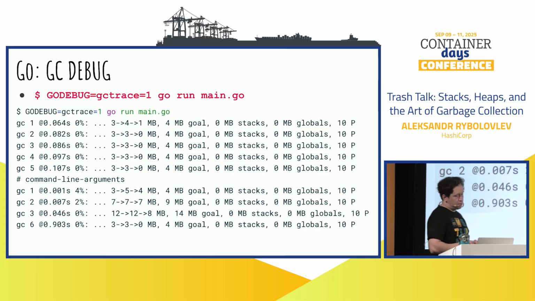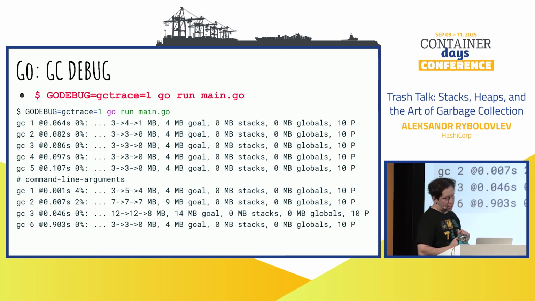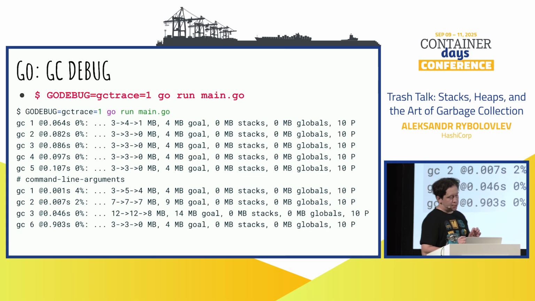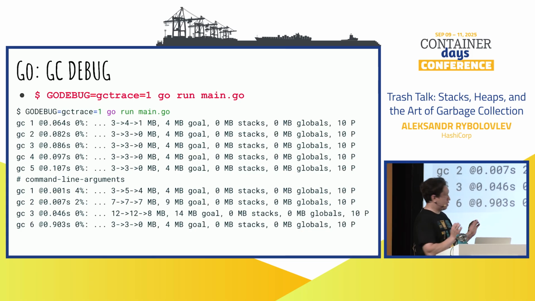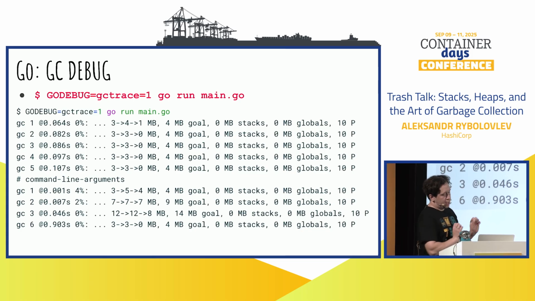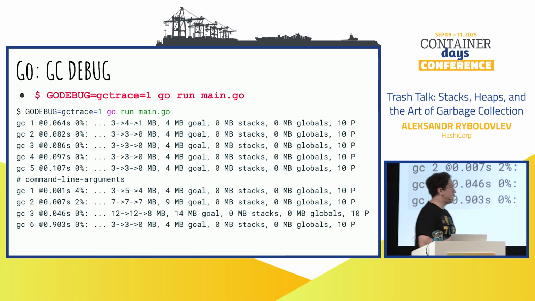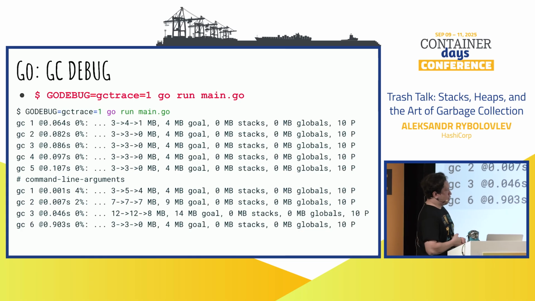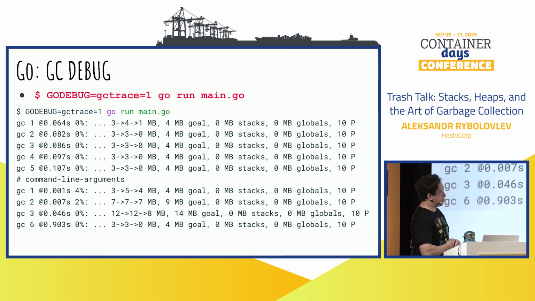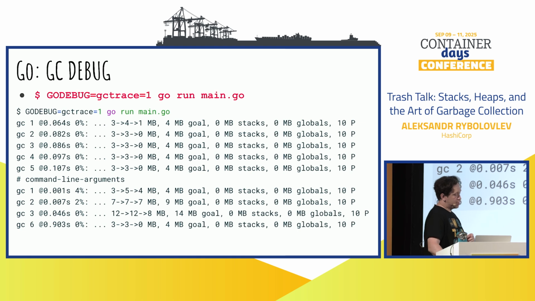The most interesting part here would be those three numbers with arrows. They basically represent the heap size at the garbage collector start, at the garbage collector end, and the live heap. And the next one, you can see, is the next goal for the heap memory. This might be very interesting information if you want to really dig deep into the details.